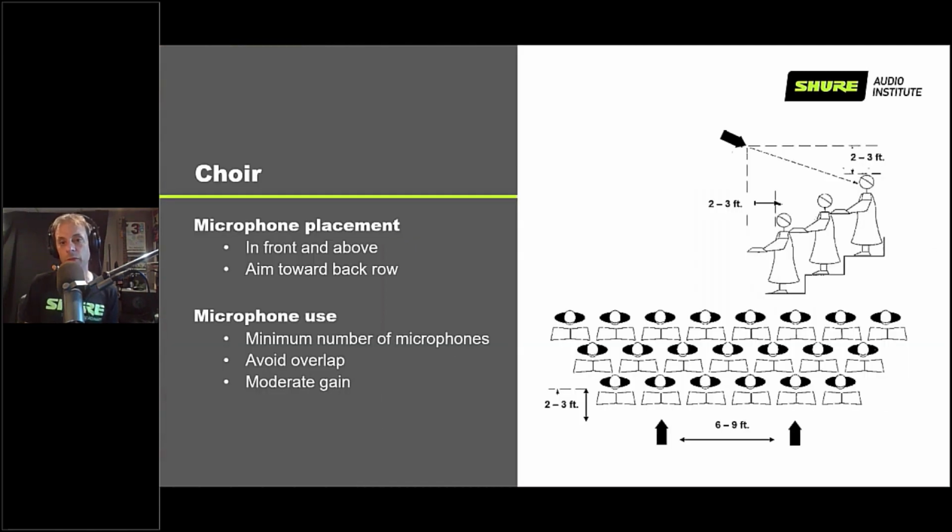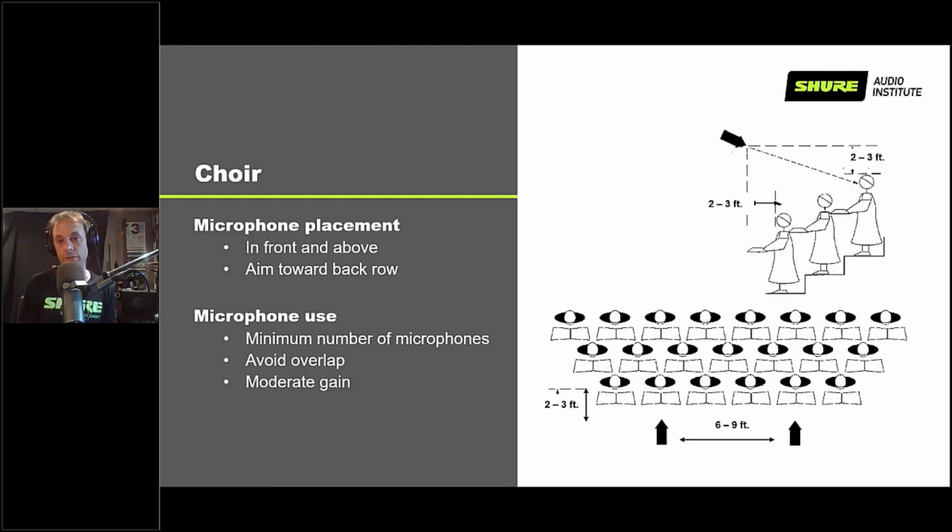But again, we want to look at that 3-to-1 rule, right? Because most choirs, unless they're really, really tiny, are going to need multiple microphones. So to avoid that comb filtering, again, keep the microphones about 2 to 3 feet out in front of the choir and 6 to 9 feet away from each other. You typically want to angle it so that the most sensitive part of the mic is pointed at the back row of the choir, because that helps give you a more balanced sound.